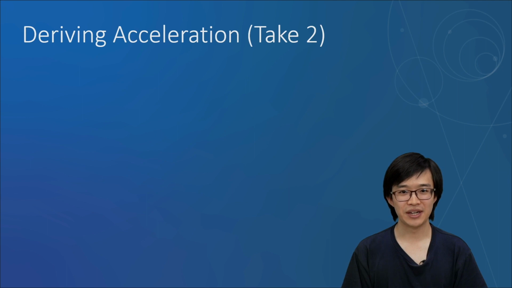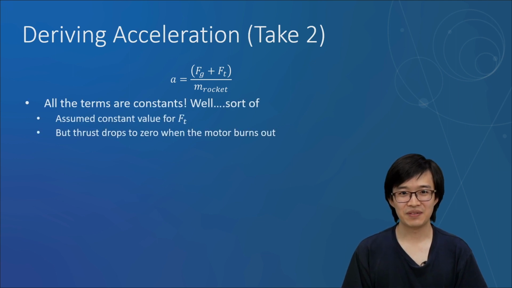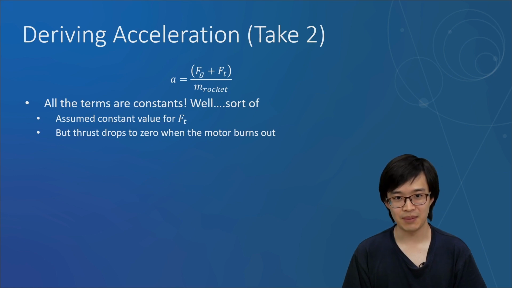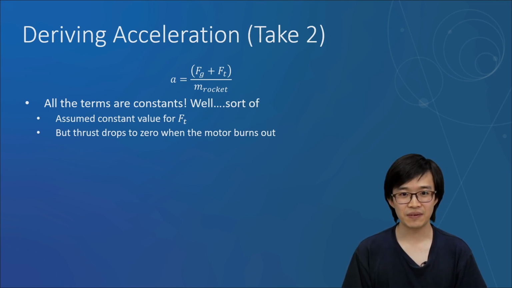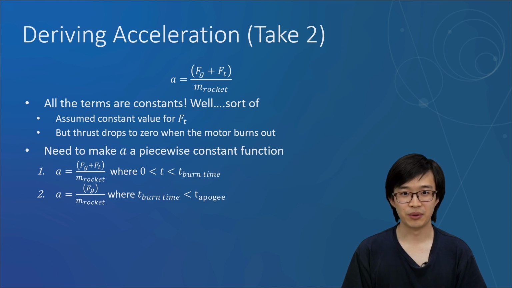With all these assumptions in mind, we get a new expression for the acceleration, where all the terms are constants. Well, sort of. We assume the constant value for thrust when the motor is burning, but thrust goes to 0 when the motor burns out. To reflect this, we need to make thrust a piecewise constant function, which means that it will have one constant value for one time interval and another constant value for another time interval. In the first time interval, the motor is burning, so Ft is included in the expression. For the second time interval, the motor is no longer burning, so Ft can be excluded from the expression.